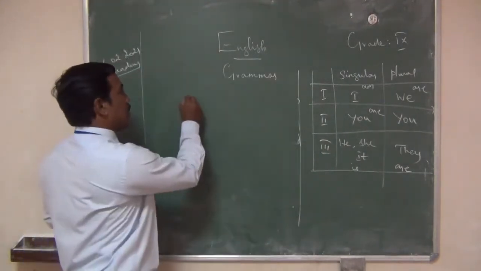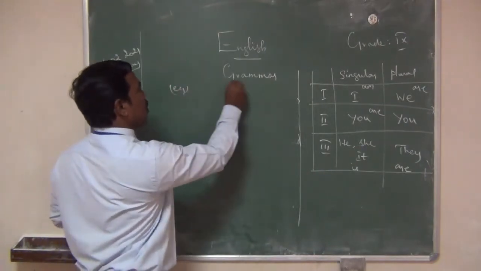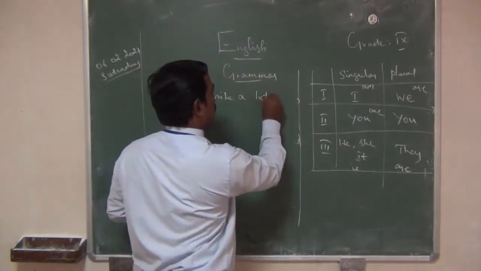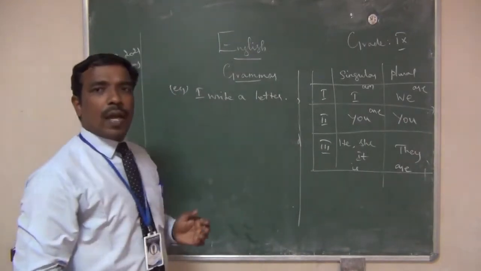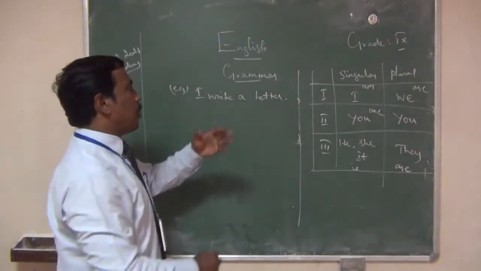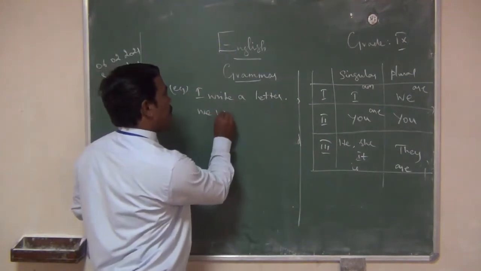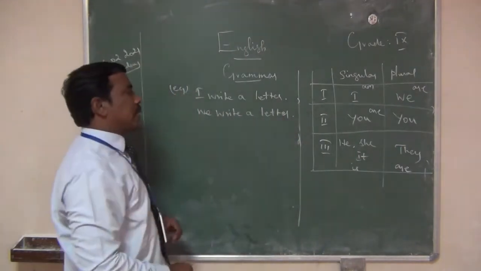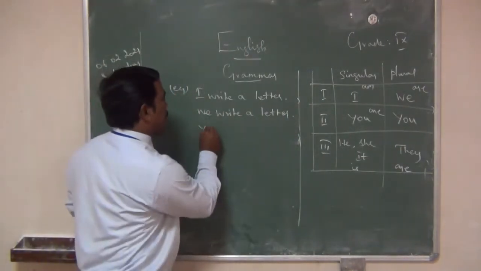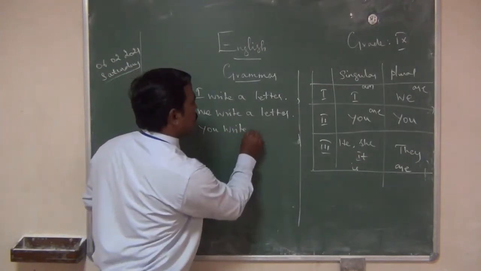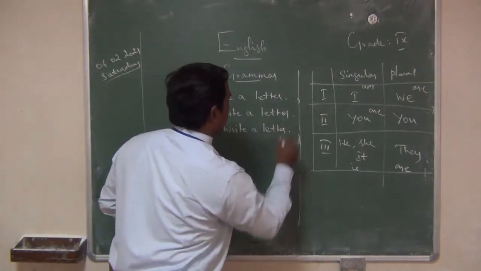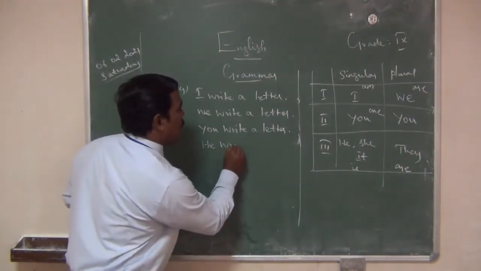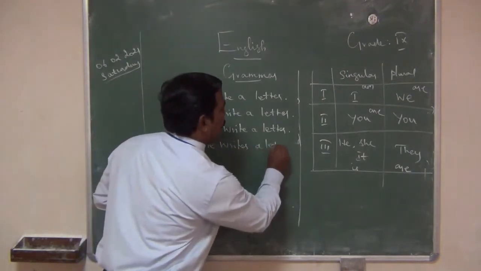For example, I write a letter. I write a letter in present tense. Plural, how will you write? We write a letter. Then you write a letter. For present tense, how will you write? You write a letter. The next one is she or he. He writes a letter. Have you understood?